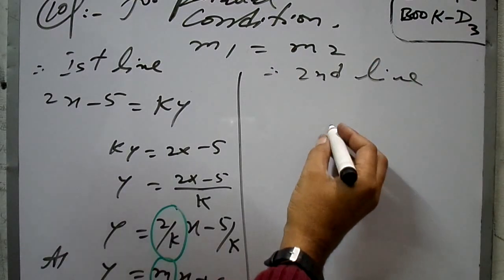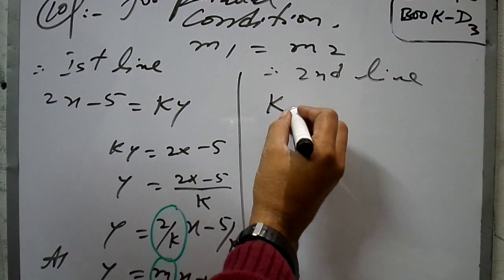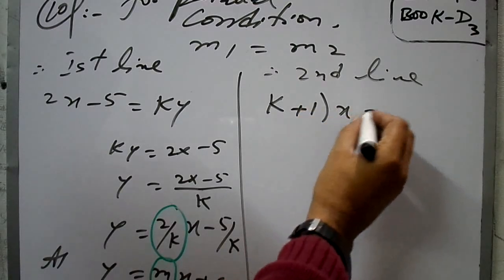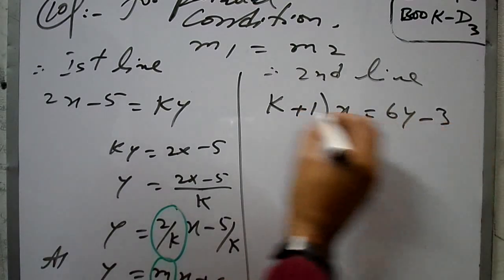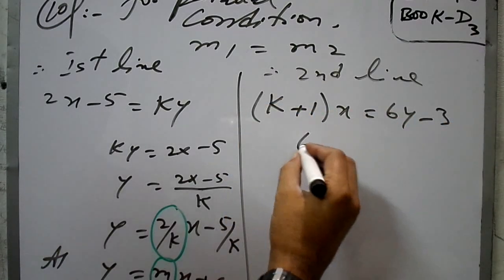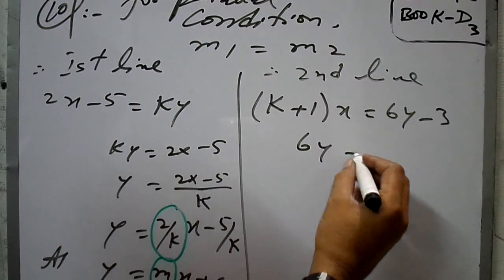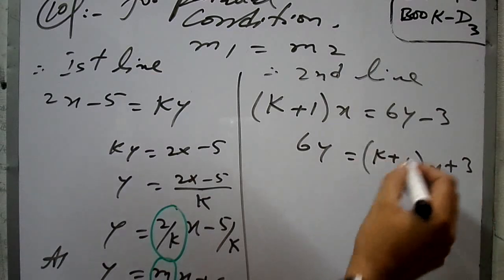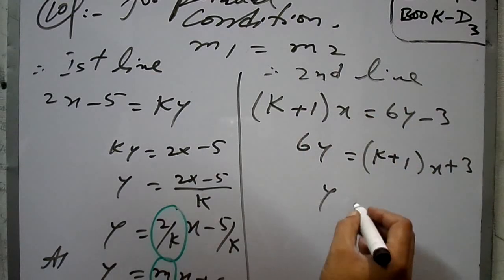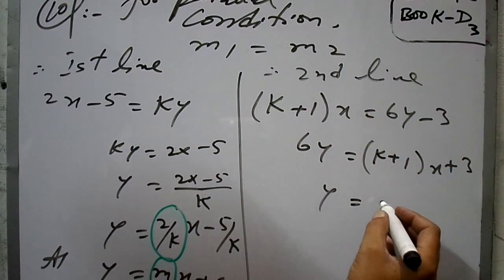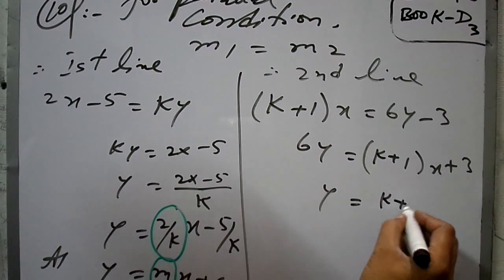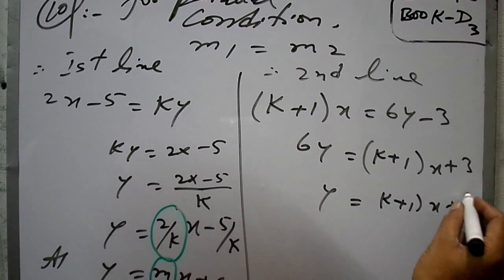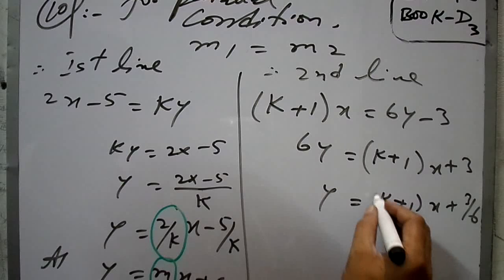So for the second line, k plus 1 into x is equal to 6y minus 3 given to us. So simplify it, 6y is equal to k plus 1 into x plus 3. So we have simplified, that is y equal to k plus 1 into x plus 3 by 6.